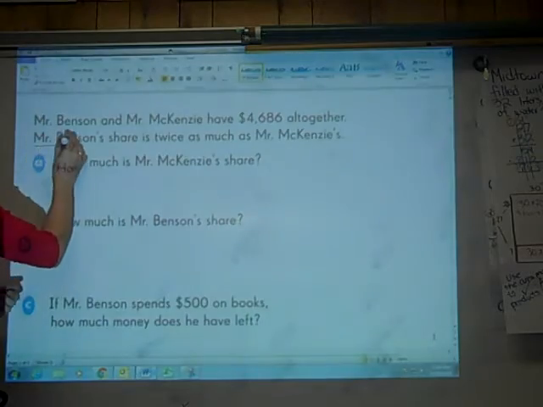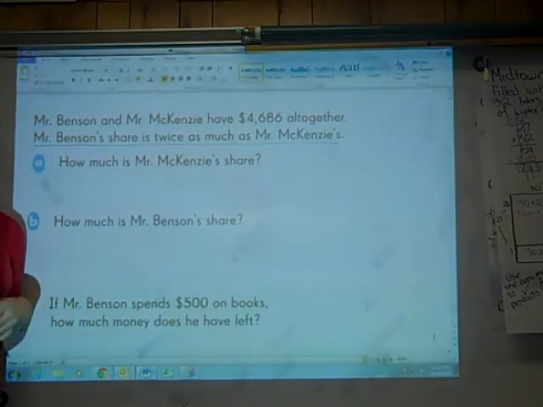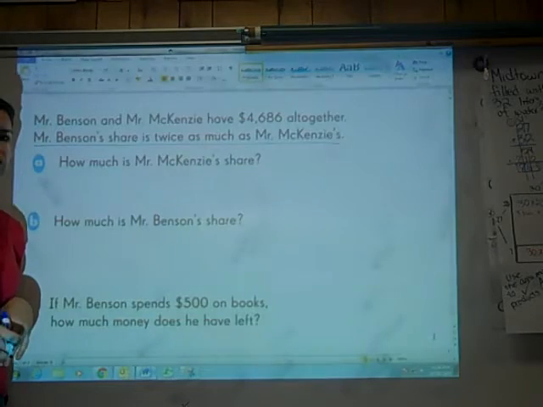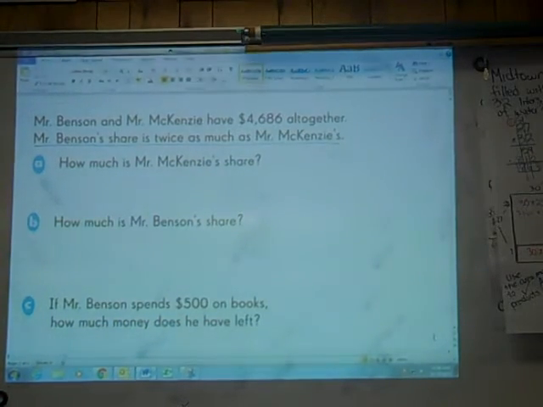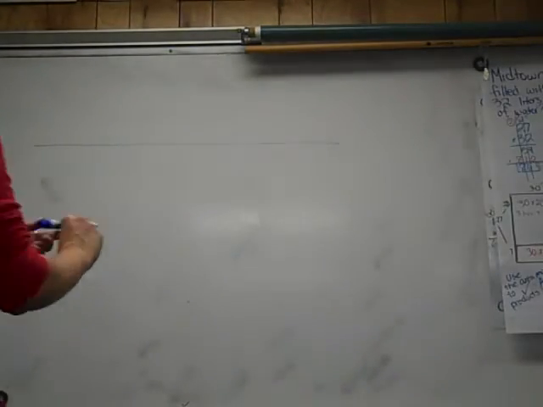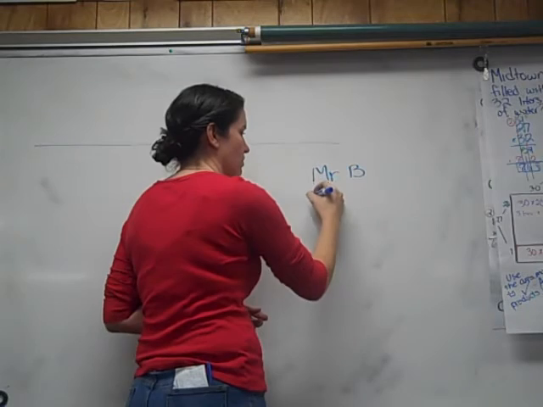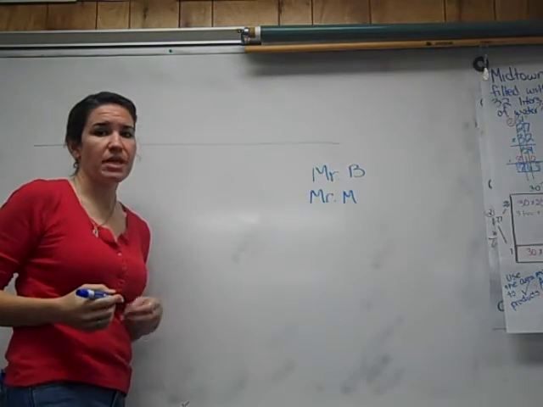We have been doing things like this in daily review. They have learned how to do bar models that represent situations like this since 3rd grade. So I'm going to turn off the problem for a second so that you can see the math part of it. So we're going to show this. Mr. B and Mr. M are two people, and we know Mr. B has twice as much.